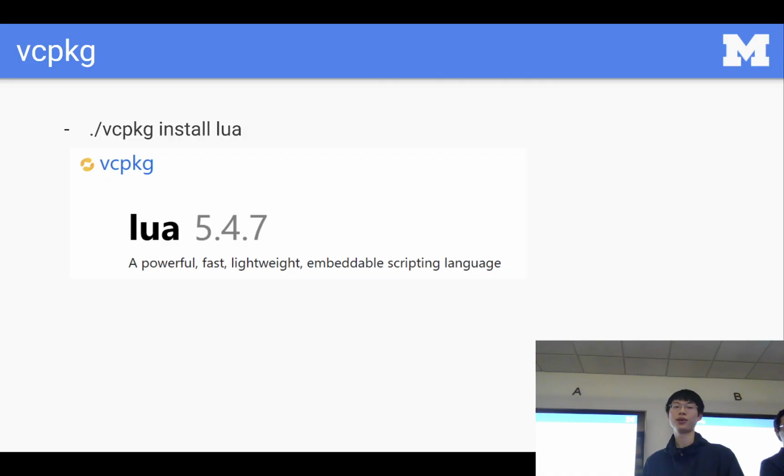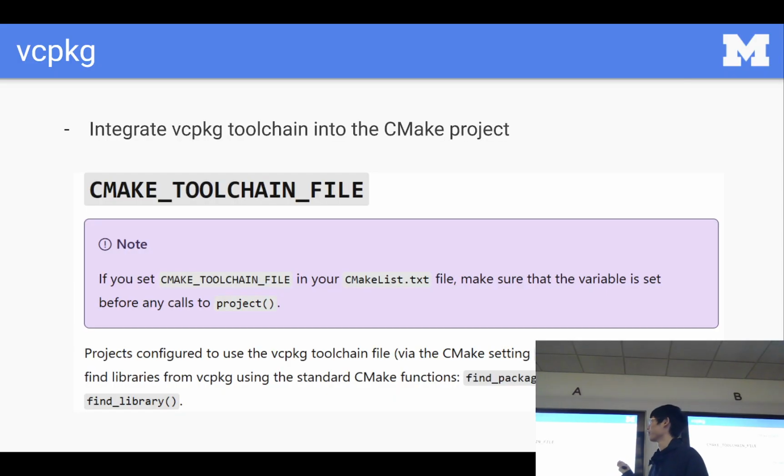Here's a simple example where we want to install Lua and link against it. As you mentioned, Lua doesn't have a CMake list, so the solution is to install Lua with the vcpkg package manager. Very simple, just a simple line of command. Then you integrate the vcpkg toolchain into the CMake project, otherwise your CMake won't be able to find that library. There are some tips on how to do that, but it's also very convenient.